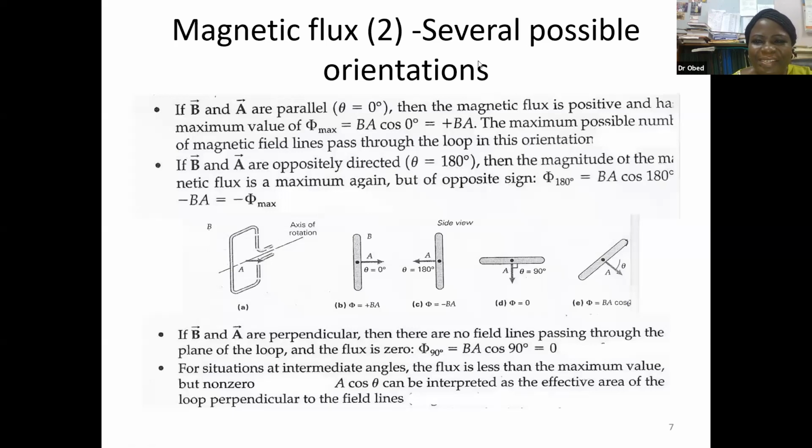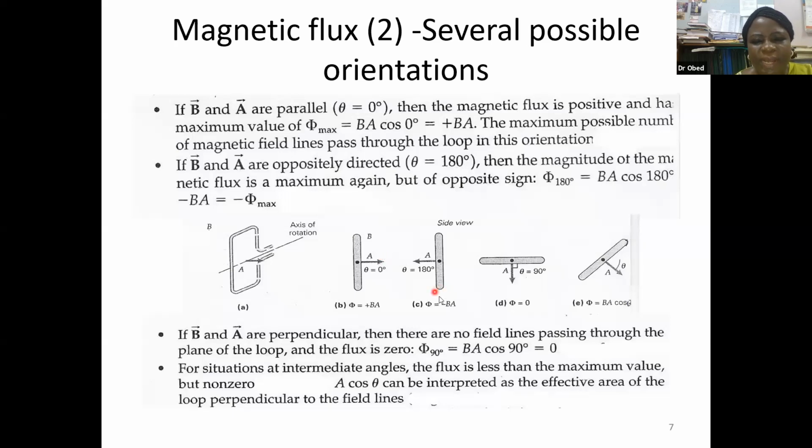Sorry, let me pick my pointer. Okay, here we are. BA cos 0 is equal to plus BA. Why? Because cos 0 is equal to 1. I'm sure we all know that by now, even from secondary school. So 1 times this gives us this. So the maximum possible number of magnetic field lines pass through the loop in this orientation, when the direction of the magnetic field is parallel to that of the area vector.